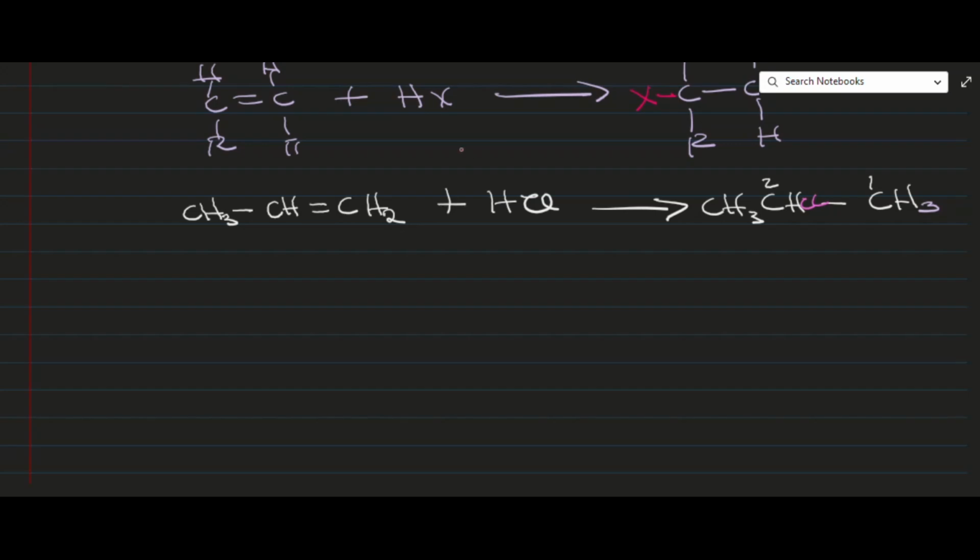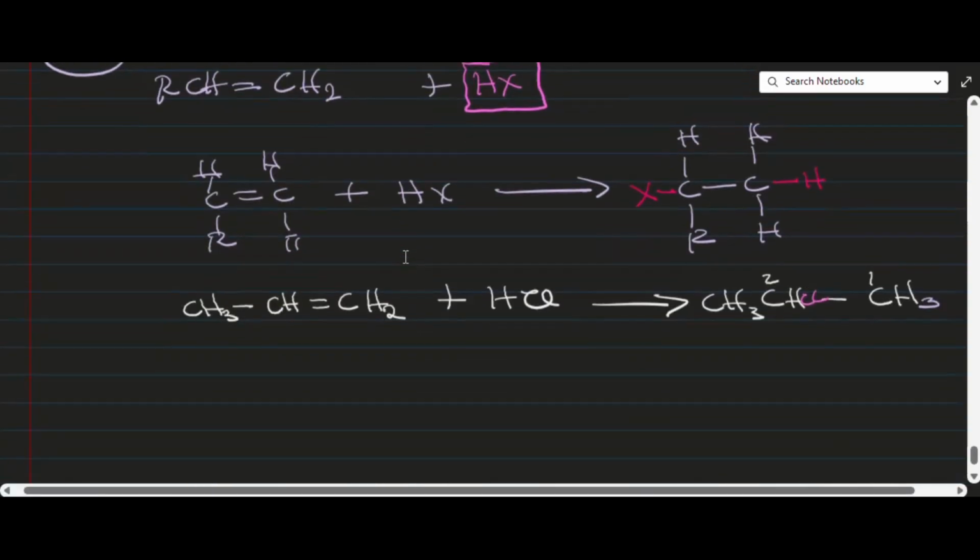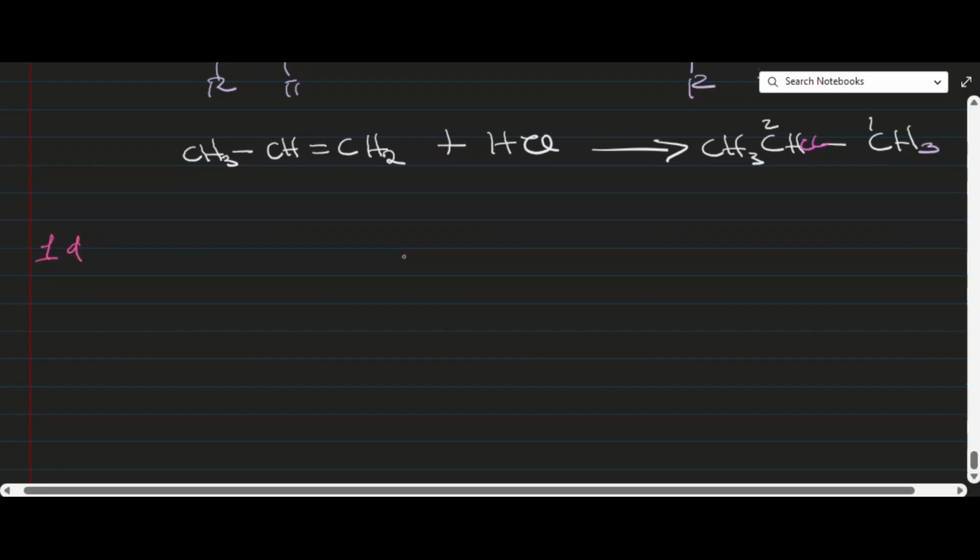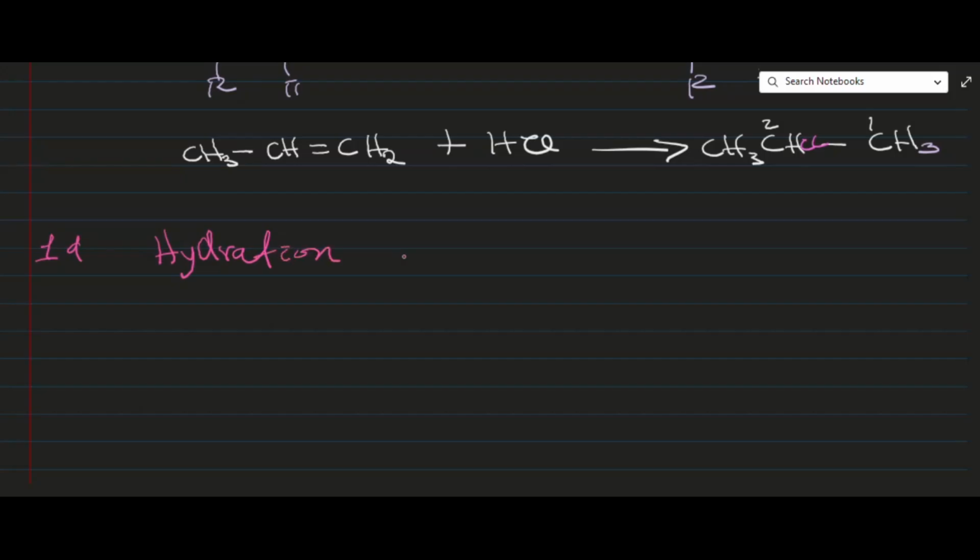So another reaction, which is another addition reaction of alkene, I'll call this 1D, is hydration. Hydration means what? It means addition of water. So the way it happens in the case of HCl, that is how this one will happen as well. So we are trying to add water across the double bond to form an alcohol, typically in the presence of an acid catalyst. So remember, acid catalyst, and the reaction will also follow Markovnikov's rule.